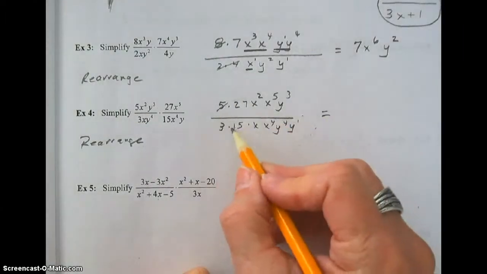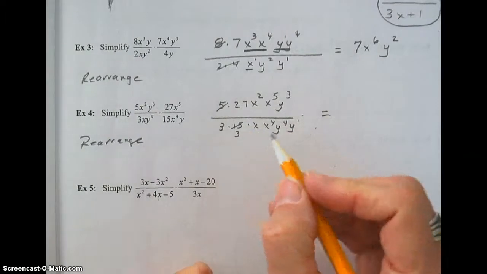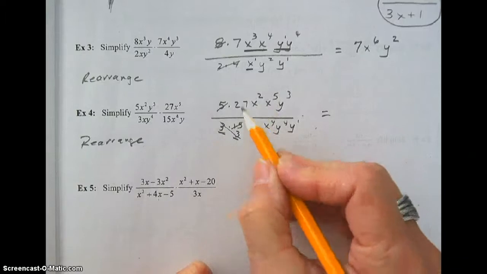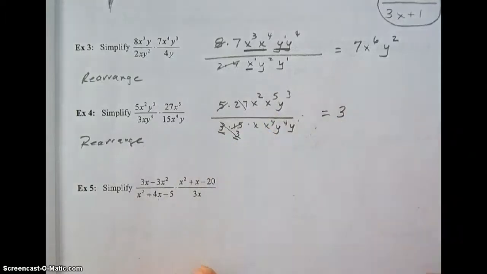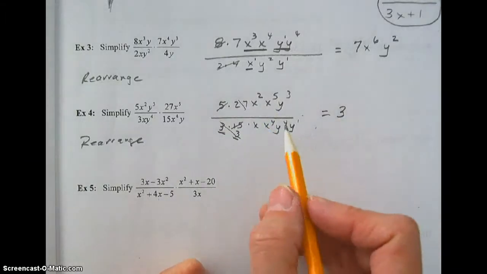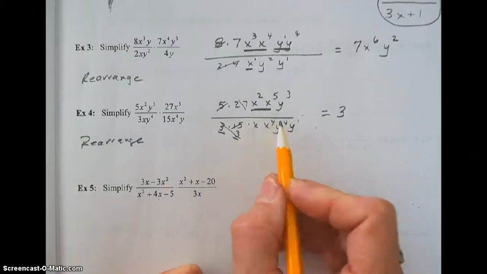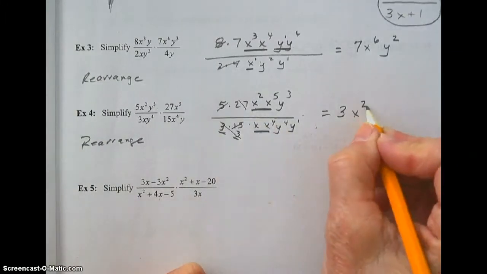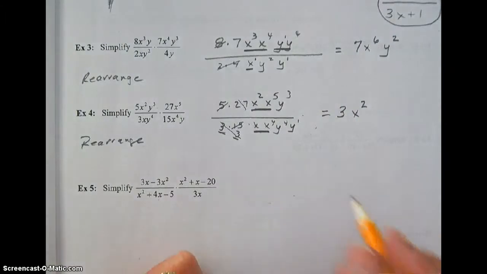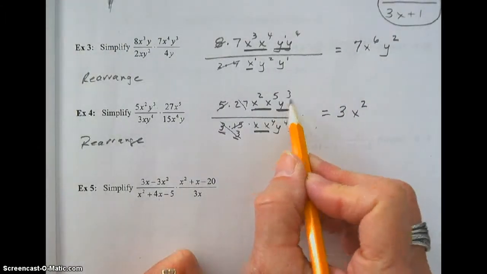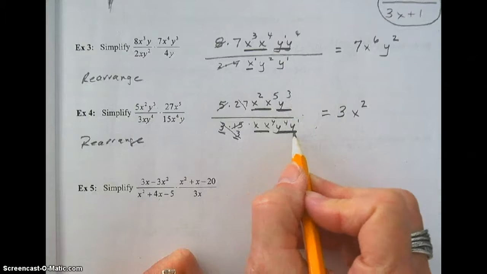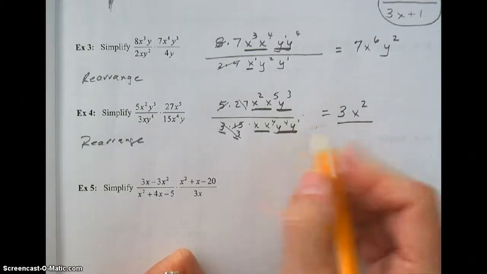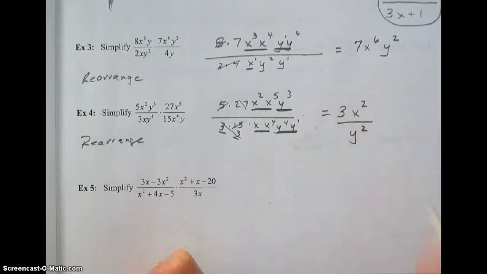5 goes into 15 3 times. 3 times 3 is 9, and 9 goes into 27 3 times. Let's look to see how many x's we have. We have 7 x's on the top and x to the 5th on the bottom. So we'll have an x squared left over. The y's, we have y cubed on the top. We actually have a y to the 5th on the bottom. So 3 and a 5 on the bottom. That would leave us with 2 more on the bottom.